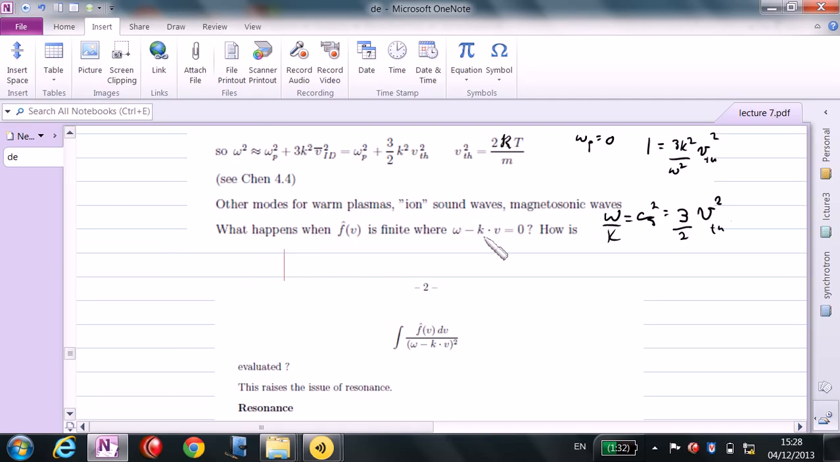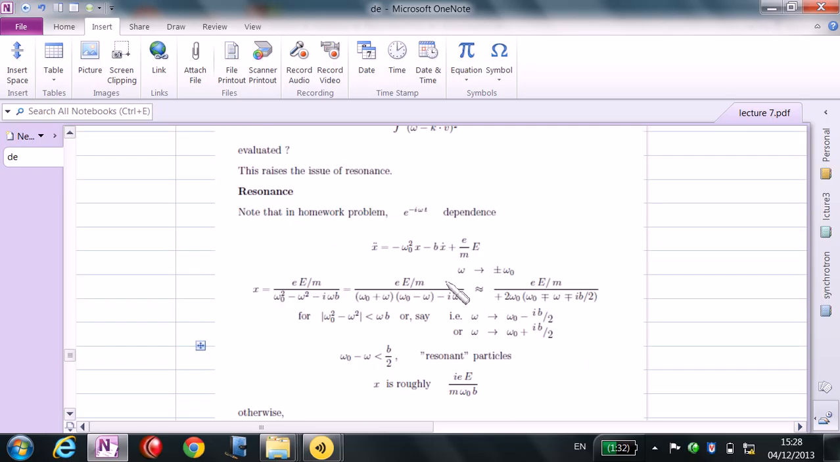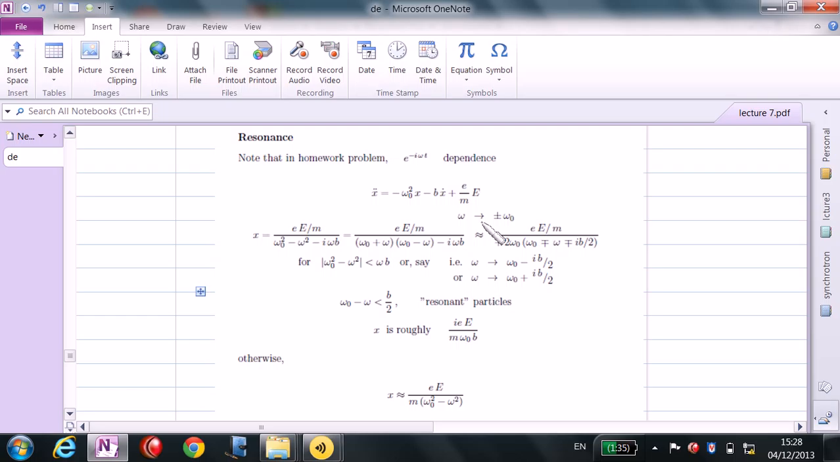Okay, what happens when f of v is finite where omega equals k dot v? That raises the issue of resonance. Now, usually when I teach the course, I assign this as a homework problem. Solve this equation. You see that when omega happens to equal omega 0, you get a resonant behavior. Everybody should learn that in second year.